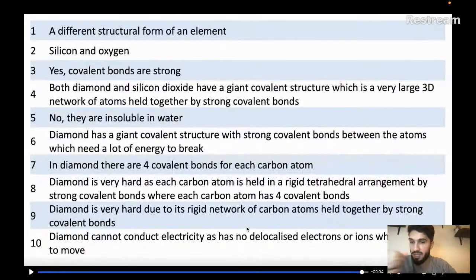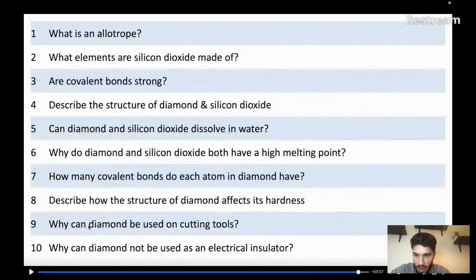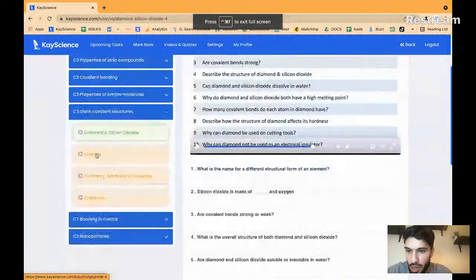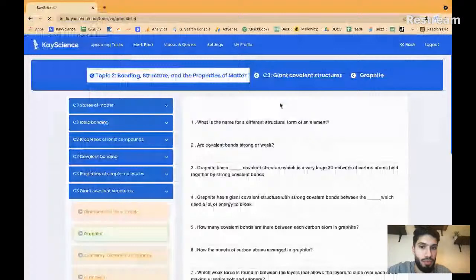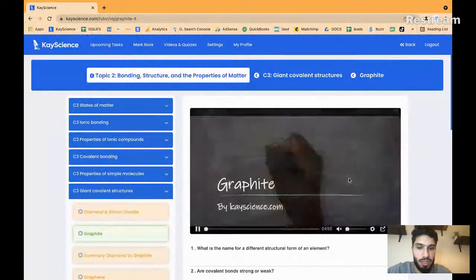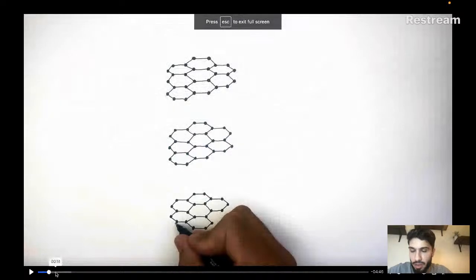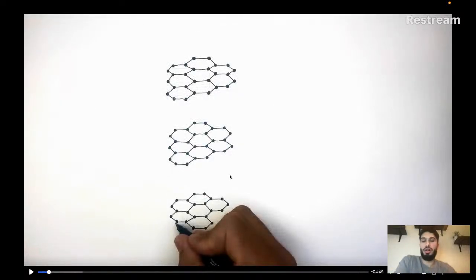Now, these questions link to real 2 or 3 mark exam questions down here, and these link to a 6 mark exam question on comparing diamond and graphite, as well as you can also get a question where you can talk about fullerenes as well. So let's go over graphite. We won't have time to do fullerenes today. Okay, graphite. Here is a structure.